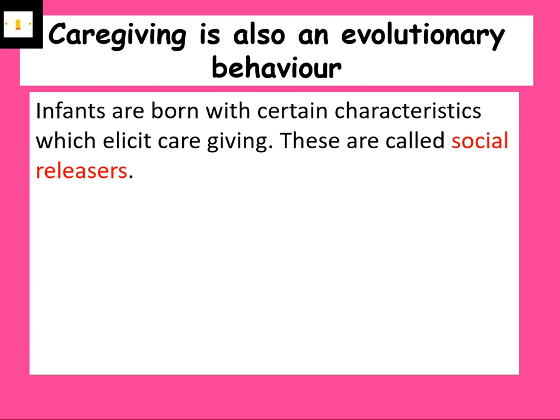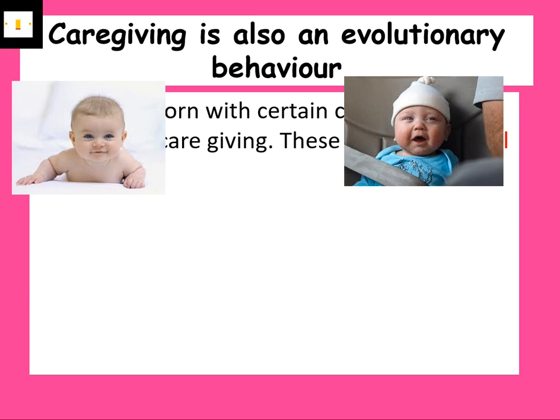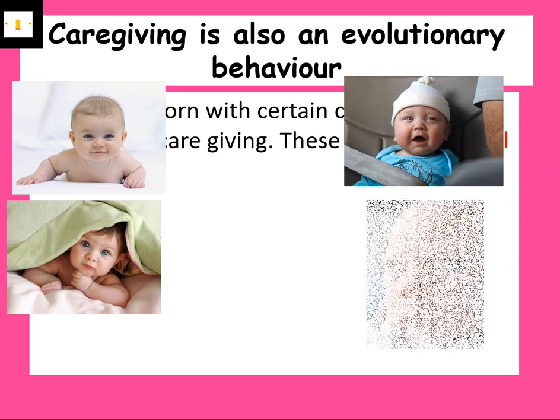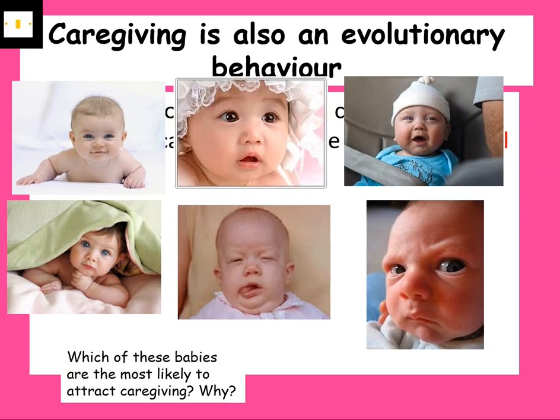So it means which lead to caregiving, which result in, if you like, but not just that. When they elicit, it's a bit more like a drive, quite a strong drive. And these are called social releasers. So I want you to just look at these babies now, and I know that you might feel quite judgmental looking at these, but have a look at the pictures of these babies and think about which ones are most likely to attract caregiving and why.